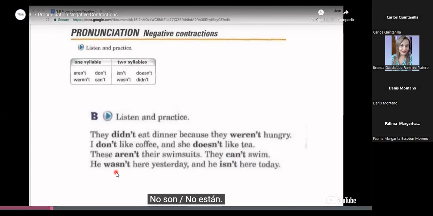Who wants to read this one? So you can practice the pronunciation. Go, please. Present. He wasn't here yesterday, and he isn't here today. Okay, great job. Wasn't, dos sílabas, isn't, two syllables.